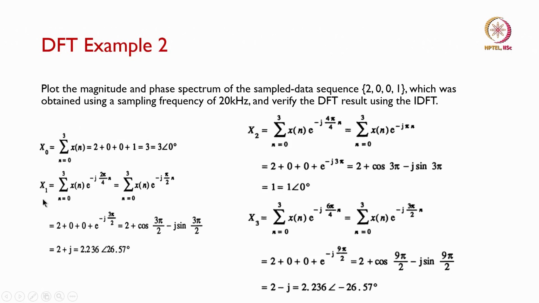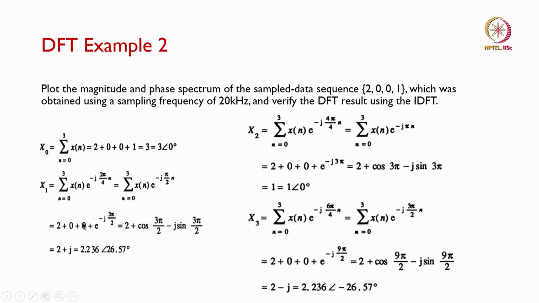And then we will calculate X of 1, basically, n is equal to 0 to 3, x of n e power minus j, which is equal to x of n into e power minus j pi by 2, because capital N is equal to 4. So, which comes down to minus j pi by 2 into n, basically.